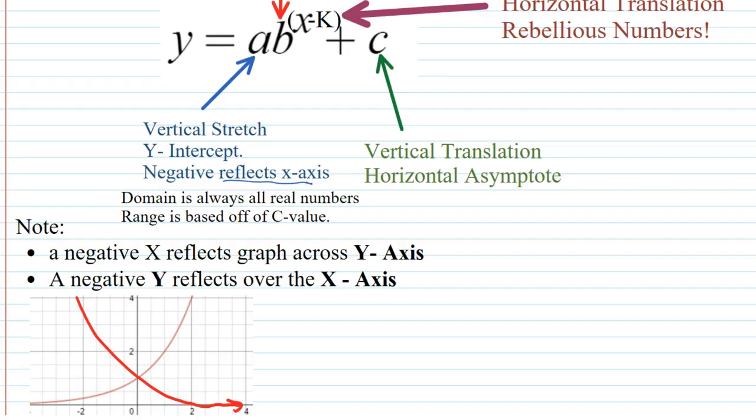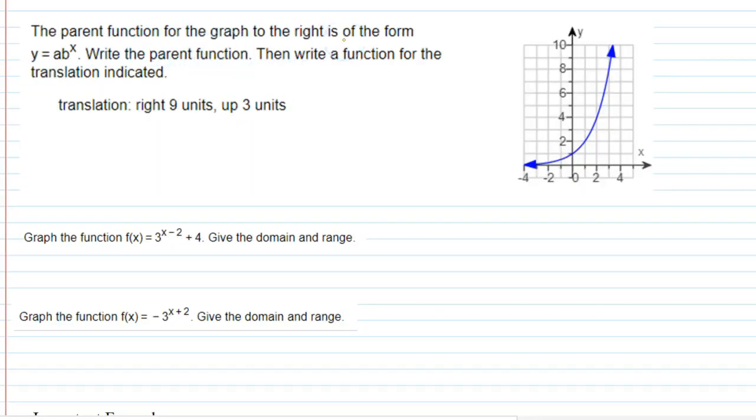A couple important things to note. A negative x reflects across the y-axis. So if our x value is negative, this is what it's going to look like, this blue one here. Now if we have a negative y, that's going to reflect over the x-axis. It says the parent function for the graph is shown. So we have a graph right here.